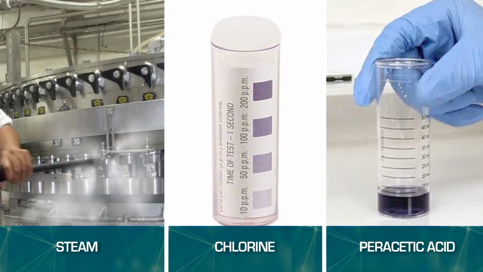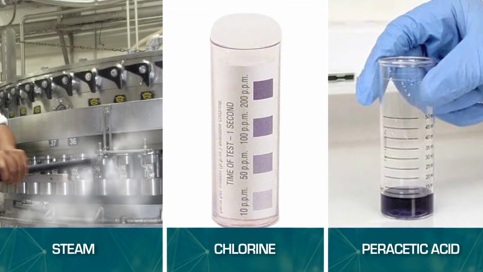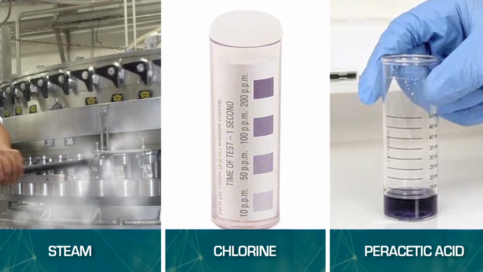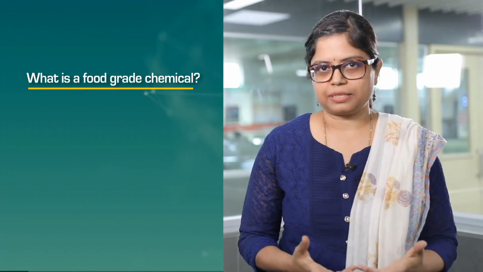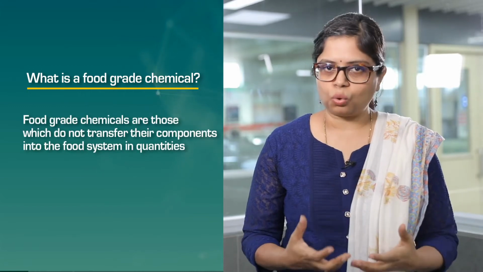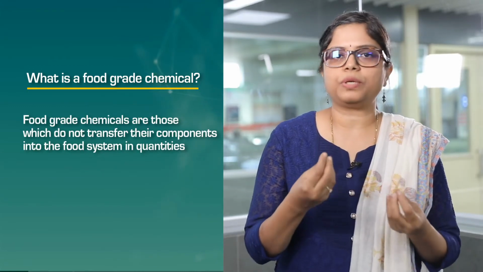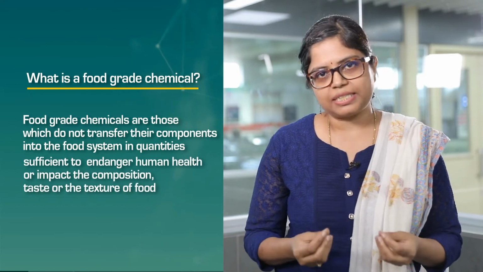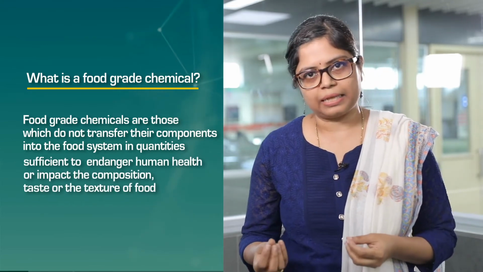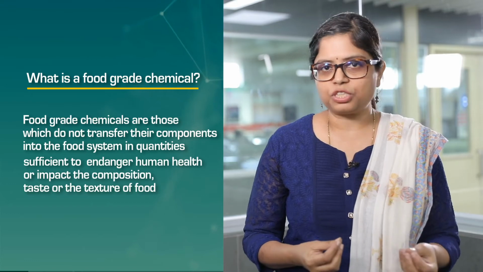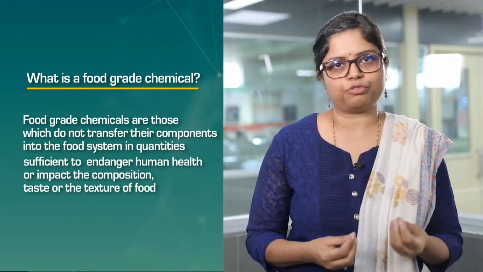Disinfection or sanitation may be needed after cleaning to ensure microbial safety and may be done using different agents such as steam, chlorine, peracetic acid, etc. The regulation further requires that cleaning and disinfection chemicals should be food grade. So what are food grade chemicals? Food grade chemicals are those which do not transfer their components into the food system in quantities sufficient to endanger human health or even impact the composition, taste or texture of the food.